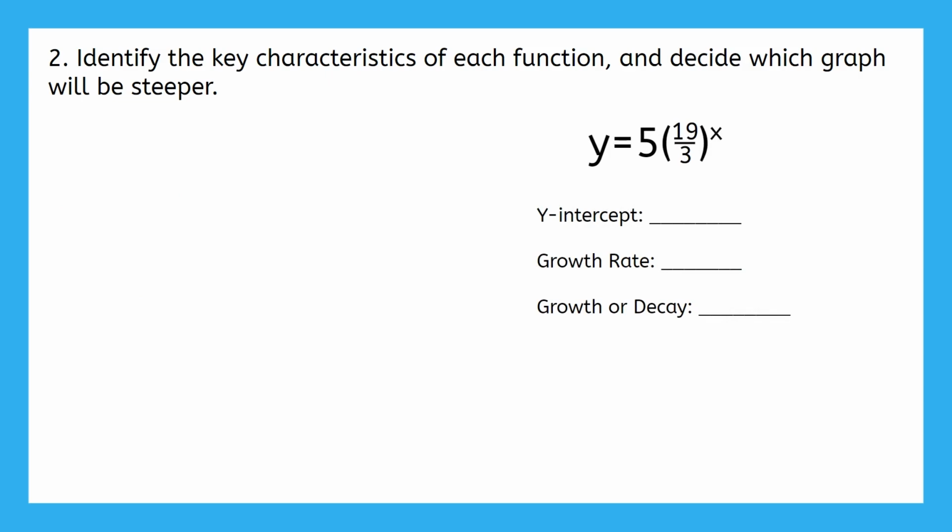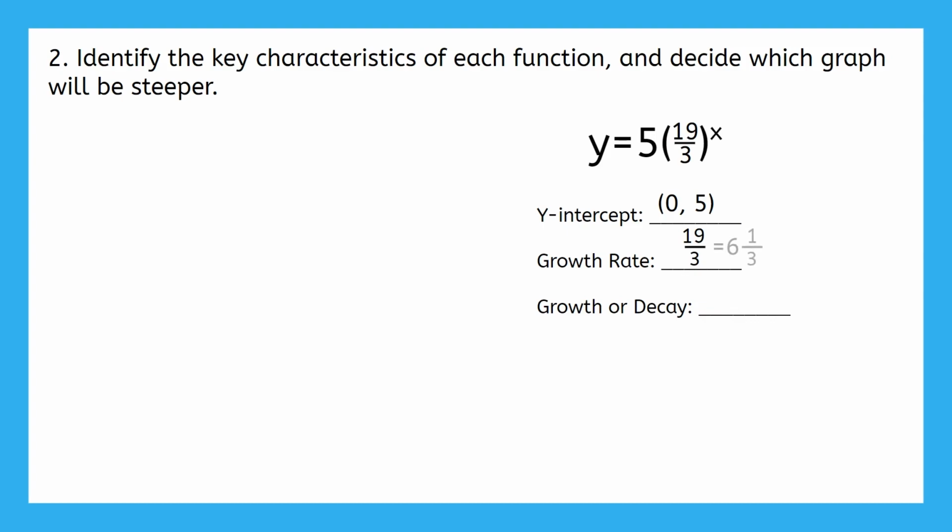Our a value is 5, so our y-intercept is (0, 5). Our growth rate is the improper fraction 19/3. So does this model growth or decay? We've said that our function models decay when we have a b value less than 1 but greater than 0. Is our b value greater than 1 or less than 1?